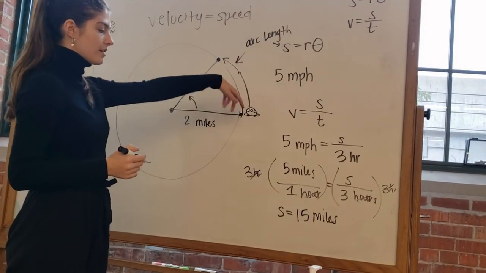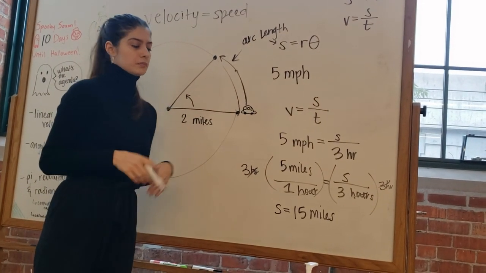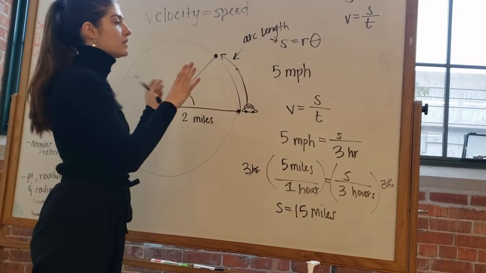So that means this little car right here, after 3 hours, it's gonna travel 15 miles around the circle, okay? So that is how we would use that formula.